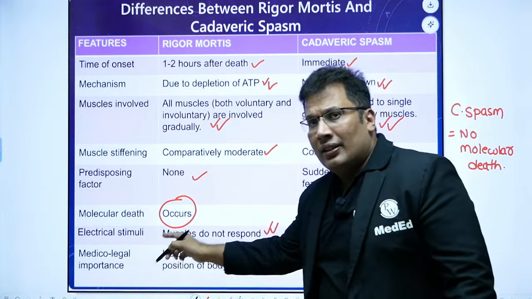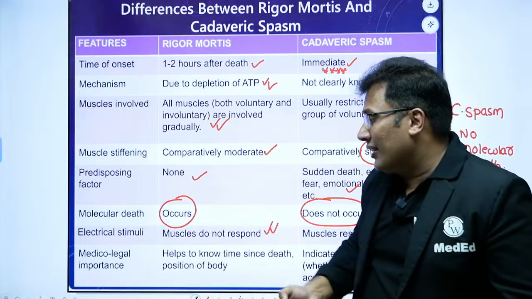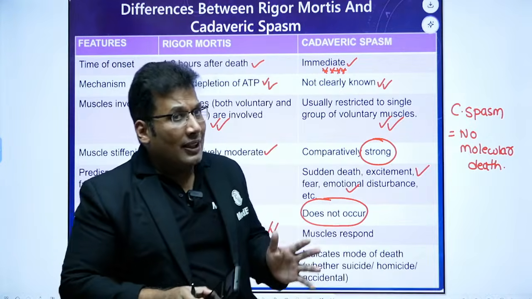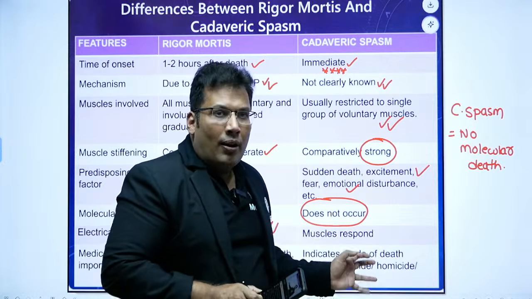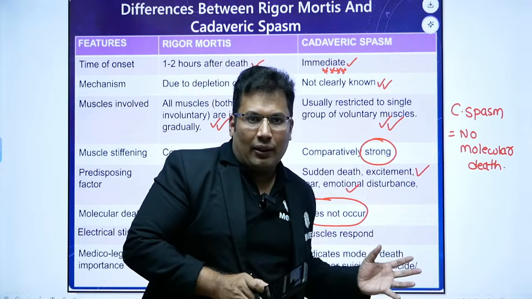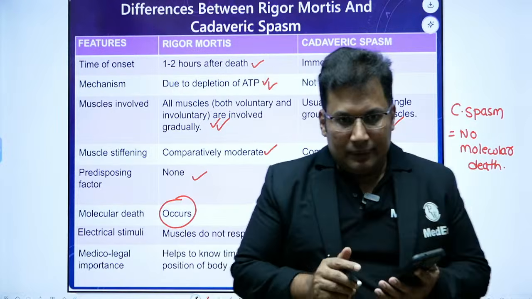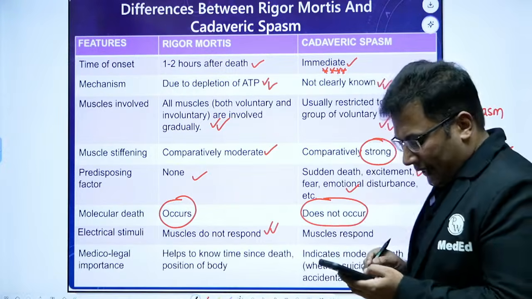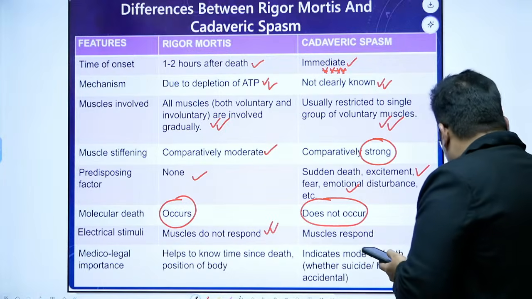Medico-legal importance: rigor mortis is very helpful in estimation of time since death, and cadaveric spasm is very helpful in estimation of manner of death. This is what you need to write in the exam. Good. Good, Smaranya.